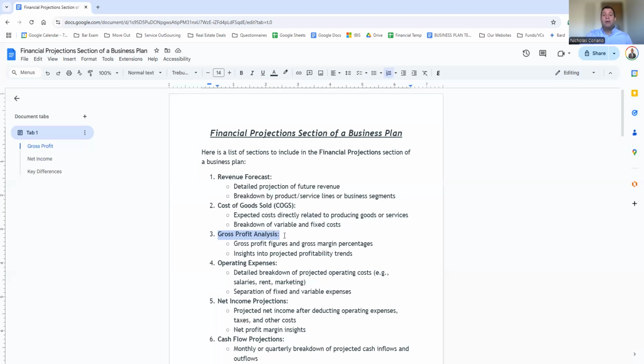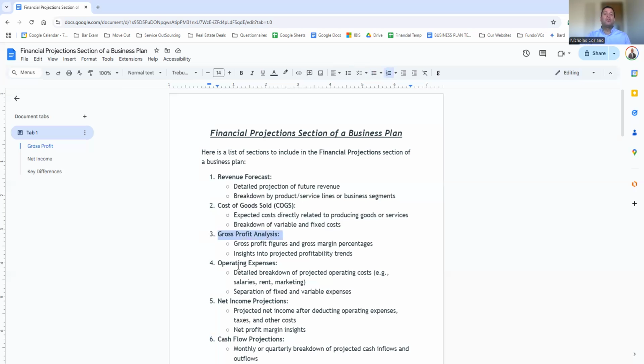But to include the gross profit analysis in the financial projections section of your business plan, you want to put together an analysis of your gross profit or gross margin percentages. And this is insight into the projected profitability trends of the company. To give you a foreshadowing of what this is, gross profit is your revenues minus your cost of goods sold. That's all it is. Whereas net income is going to be your revenues minus your cost of goods sold and all of your other expenses. So number 3, gross profit analysis.